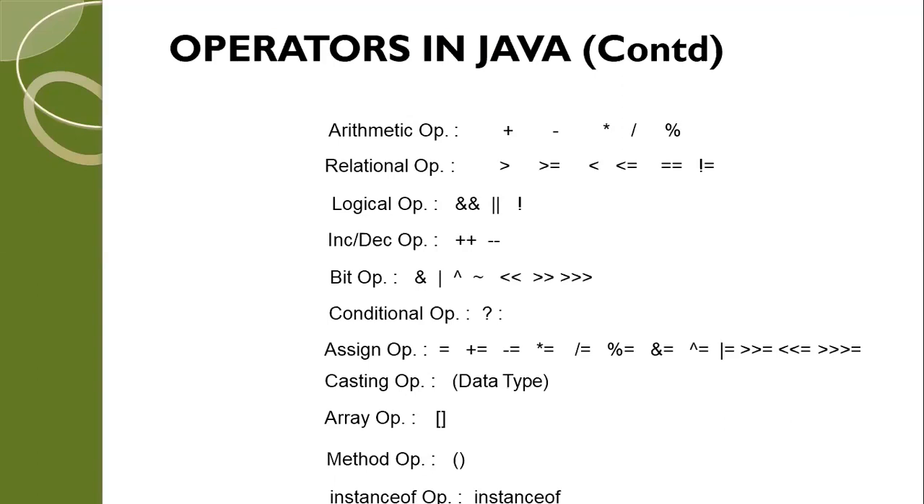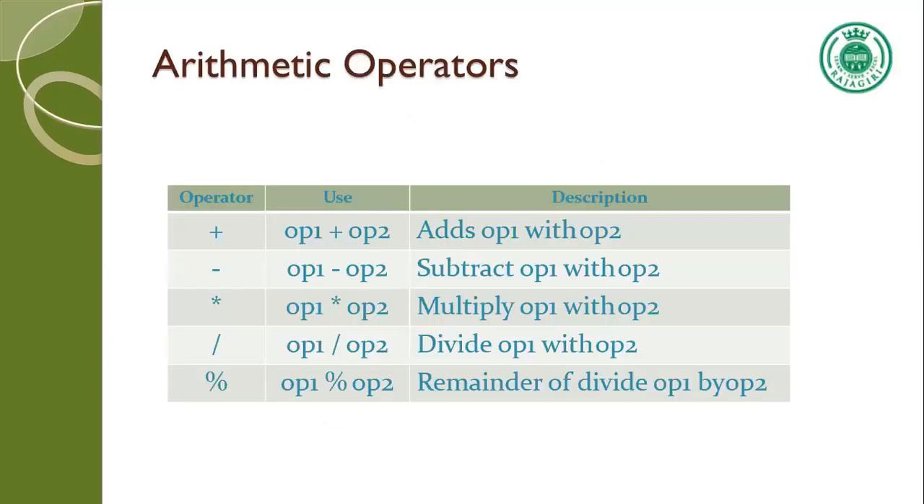We have a conditional operator, assignment operators, casting operators, where you have the data type in simple brackets. It is similar to the typecasting in C++. Then we have the method operator, which is simple brackets, and we even have the instanceof operator. As we all know, all the operators here are very familiar to us, which we have been using in other programming languages, except the instanceof operator. The instanceof operator is a new concept which we will be learning in Java.